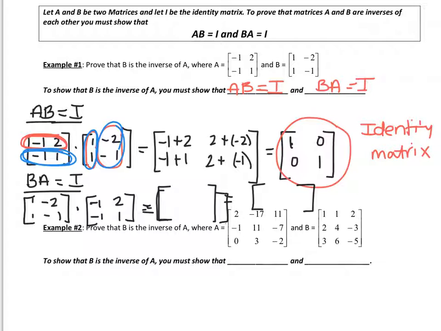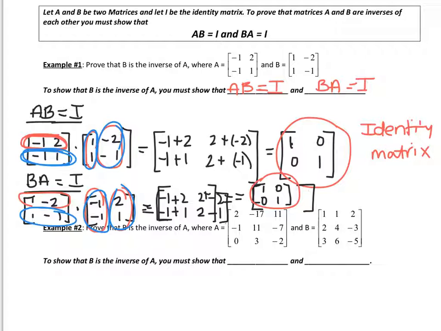So I'm going to take this row and multiply it by these 2 columns. And then I'm going to do the same thing with this row and these 2 columns. I'd like you to try the same and then hit resume when you're finished. Okay, here's your answer. Alright, so it looks like I did get the identity matrix for both.